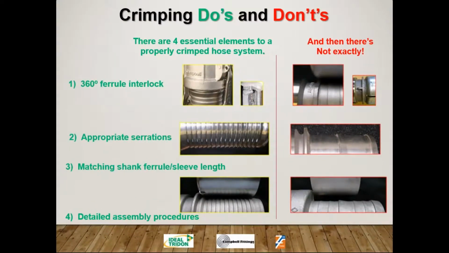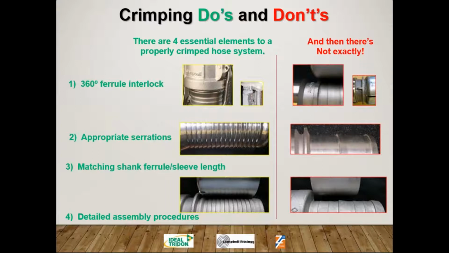Some general crimping do's and don'ts. There are 4 essential elements to a properly crimped hose system: the 360-degree ferrule interlock, having appropriate serrations, matching the shank with the length of the ferrule under sleeve, and then detailed assembly procedures. So the picture on the top left for the 360 ferrule interlock. It's important when you're using a ferrule as opposed to a sleeve, you need to have that groove for the ferrule, the teeth at the end of the ferrule to interlock with. Very important in our crimping procedure.